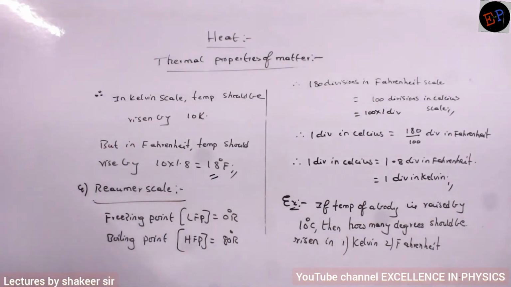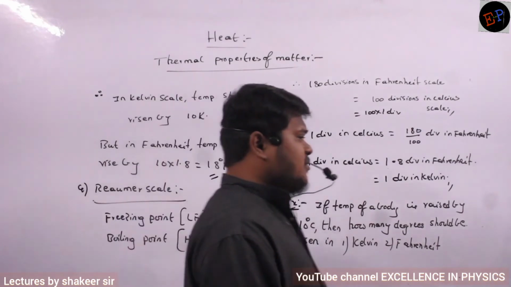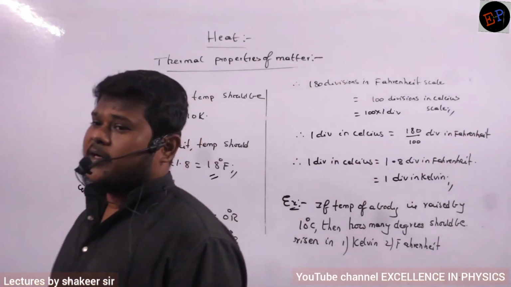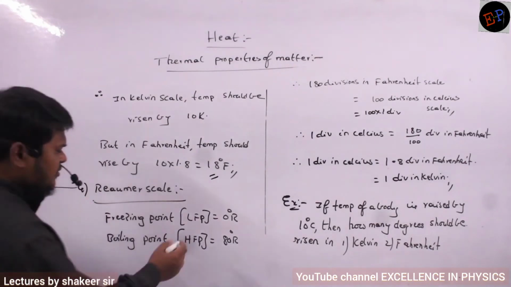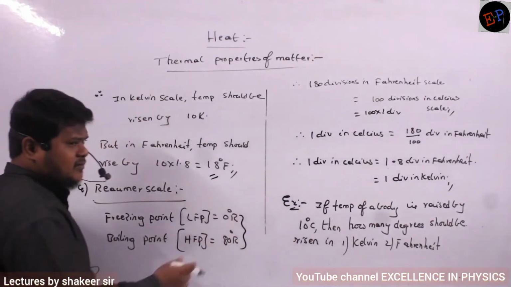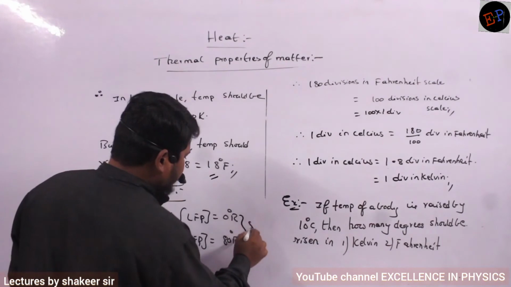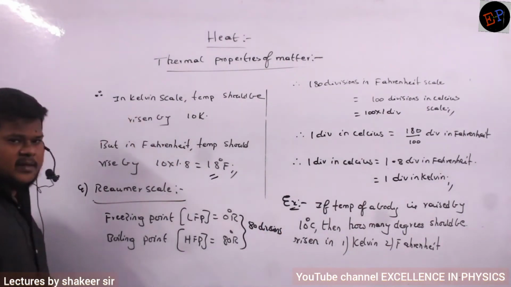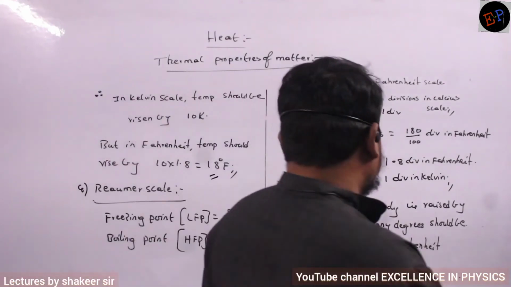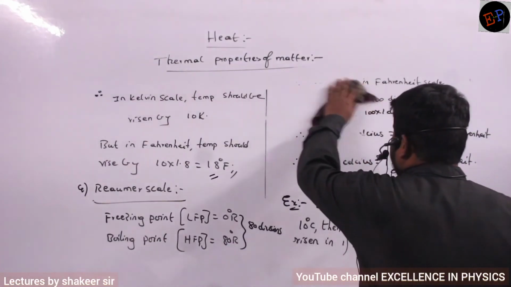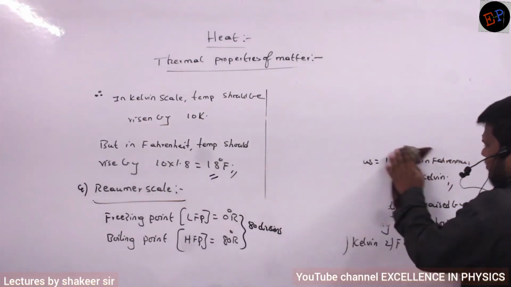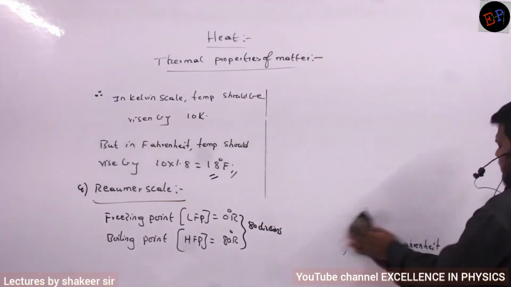So in Celsius we are taking 0 and 100, no? But in Reamer scale we are taking 0 and 80. So therefore how many divisions are there here? 80 divisions are present. Okay? So therefore 80 divisions in Reamer is equal to 100 divisions in Celsius, and it is equal to 180 divisions in Fahrenheit. Are you able to understand?